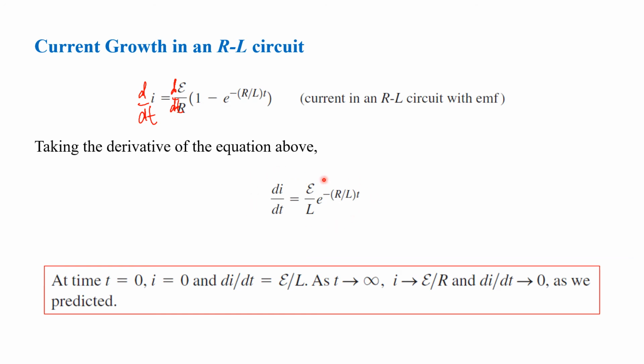Looking at this equation, at time equals 0, your di over dt is equal to epsilon over L, because the exponential is just 1 when t is 0. As time approaches infinity, as time becomes bigger and bigger, your i approaches epsilon over R, and your di over dt approaches 0, as we have predicted in the introductory discussion of your RL circuit.